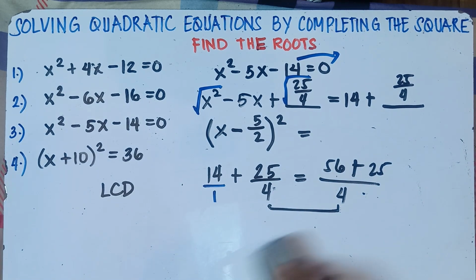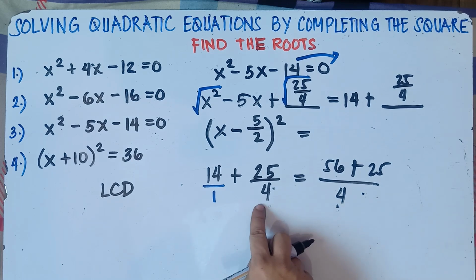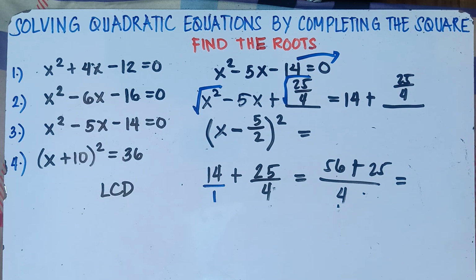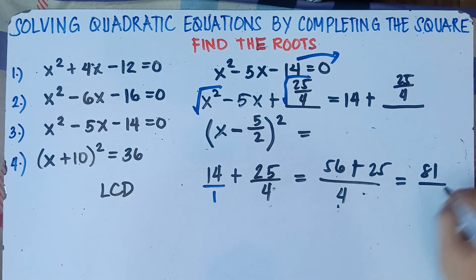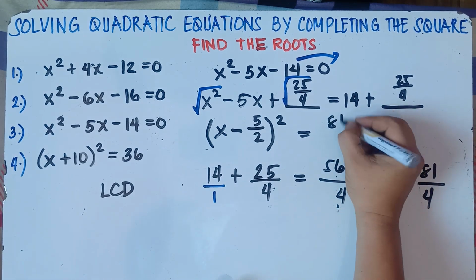So that's it, class, in finding the LCD. Divide, multiply. 1 times 25 is 25. Then you add, class, 56 plus 25, that would be 81. Then copy 4. So therefore, when you add this one, the answer is 81 over 4.